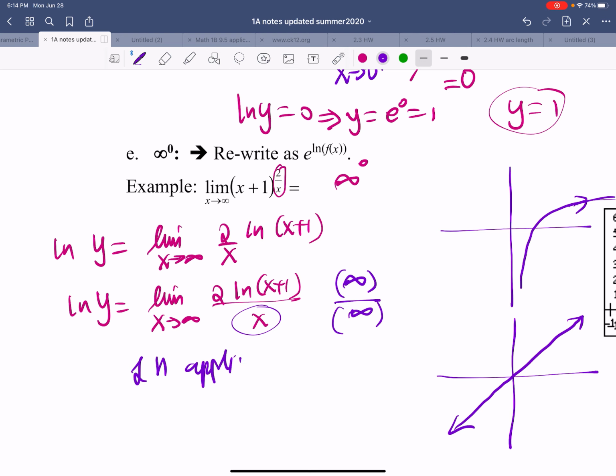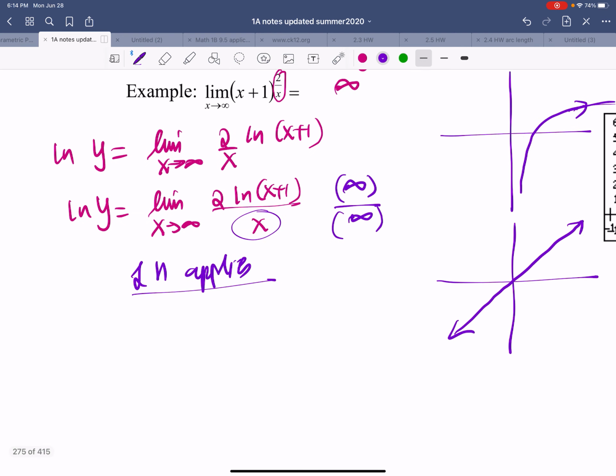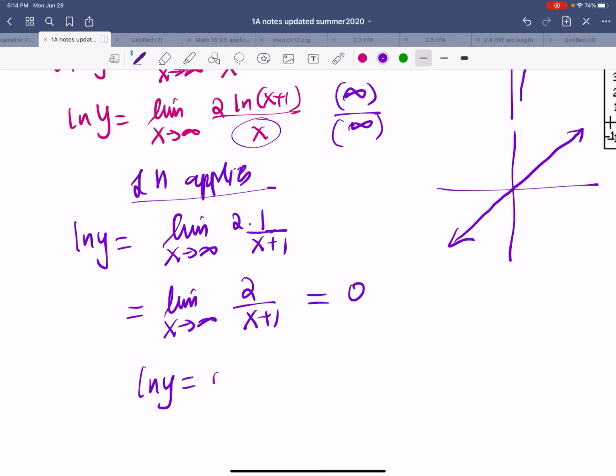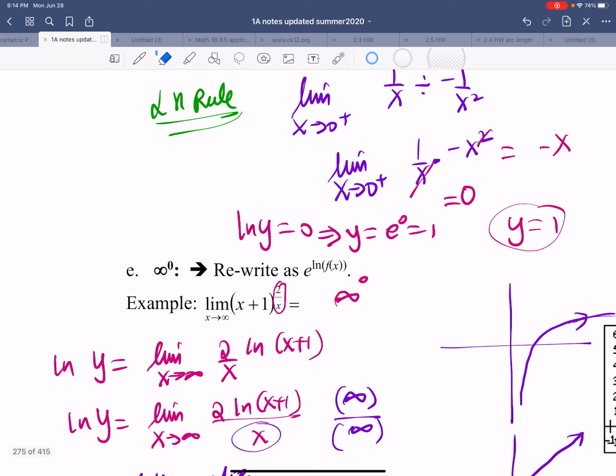That means L'Hopital's rule applies, and L'Hopital's rule says go ahead and take the derivative of the numerator and the derivative of the denominator. Derivative of the numerator would be 2 times 1 over x plus 1, and the derivative of the denominator is just 1. We don't even need to write it. Limit as x approaches infinity of 2 over x plus 1. When x goes to infinity, 2 over a very, very large number is going to go to 0. So natural log of y is 0. Y turns out to be e to the 0 power, which is 1. So this limit goes to 1 when x gets very, very large, positive infinity.